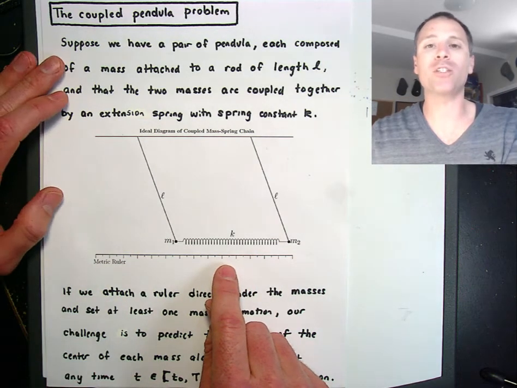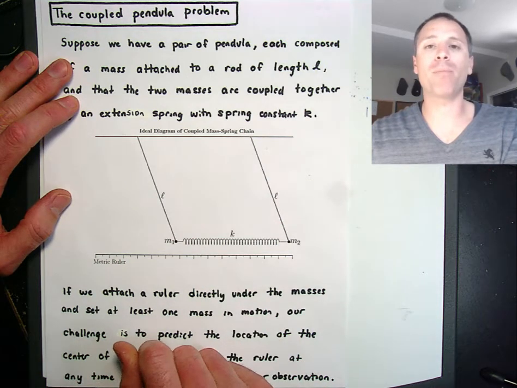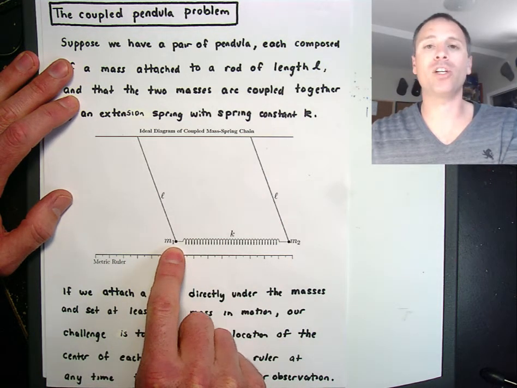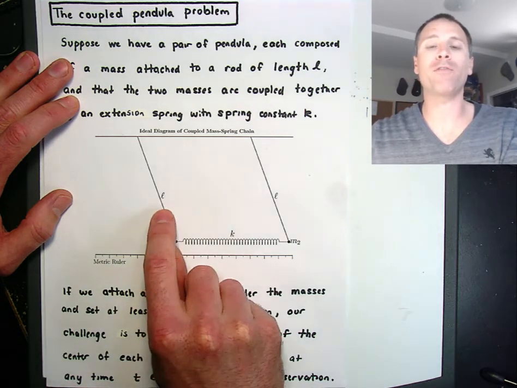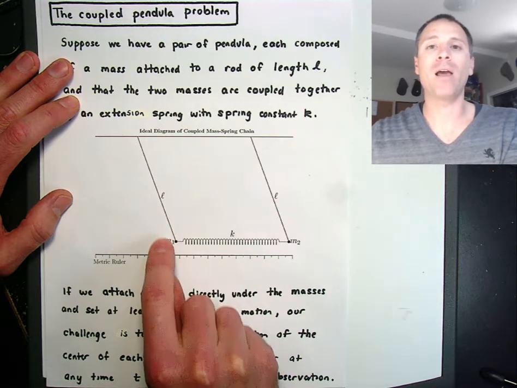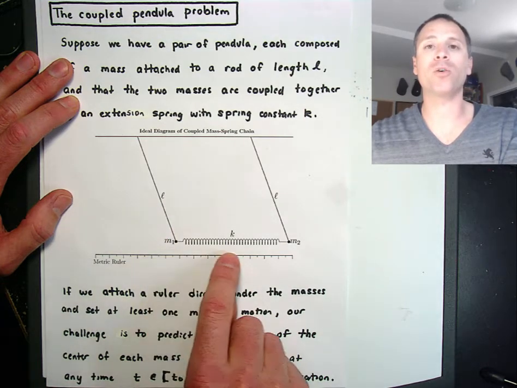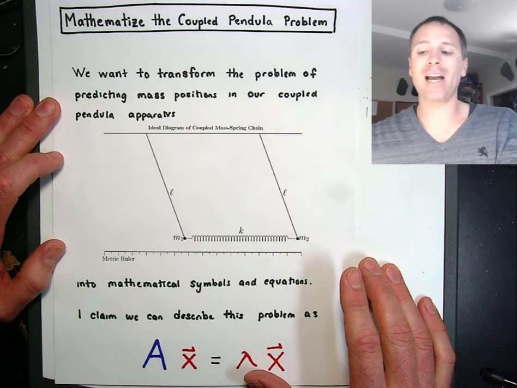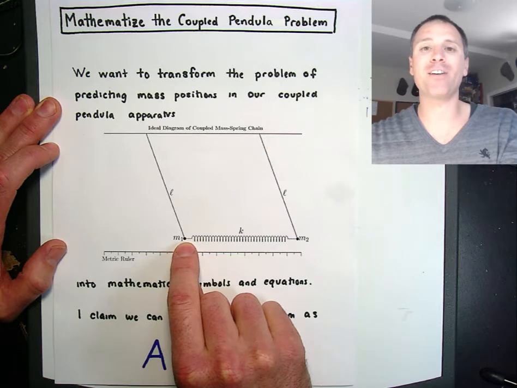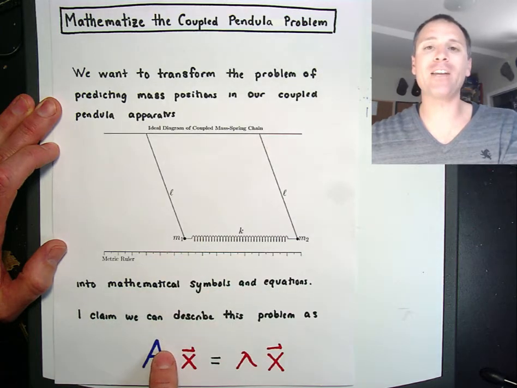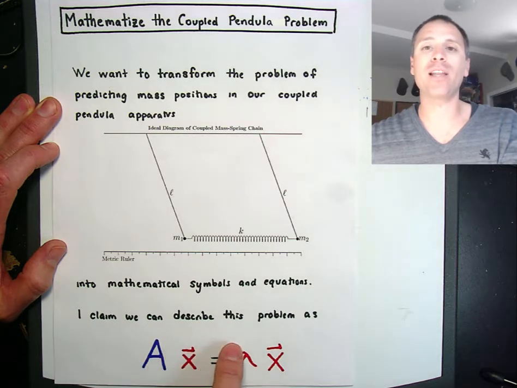forth in interesting ways. The coupled pendulum problem is to predict the exact location of each center of mass along the ruler, given only information about the length of the pendulum, the masses themselves, and also the spring constant. In previous videos, I claimed that we can transform the problem of predicting the location of each center of mass into a standard eigenvalue problem in the form A x = lambda x, where we're searching for both the scalar lambda and the vector x.